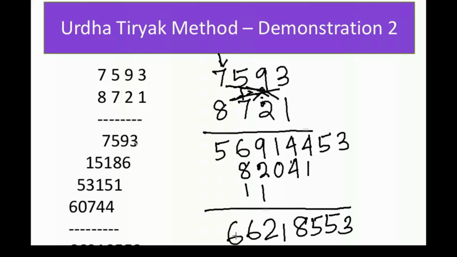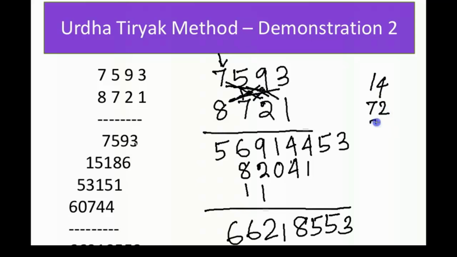So the answer is 66,218,553. So the only thing you need to take care of here is when you are doing the multiplication and then addition, you are not leaving anything behind. Just make it a practice. It will be very easy for you going forward. Just do one thing when you are doing this.